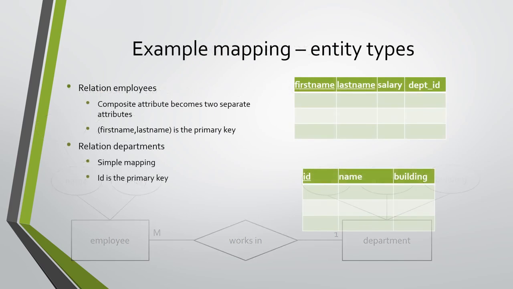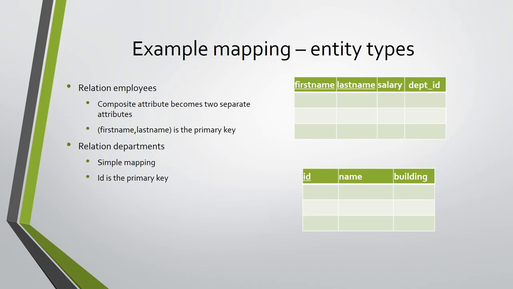First, we create the relation for the employee's entity type. The only complication is the existence of the composite attribute name having two components for first name and last name. We map this attribute to two attributes called first name and last name. Their combination is the primary key of the relation employees. Then, we map the relation for the department's entity type, which is very simple, as we just directly map the attributes. The primary key of the relation is the ID.